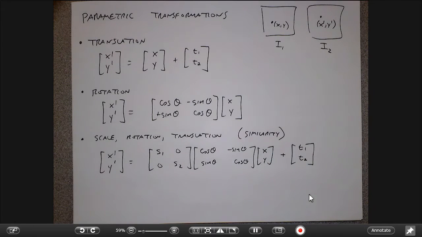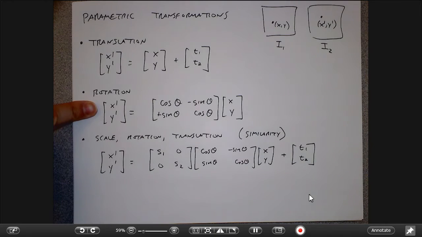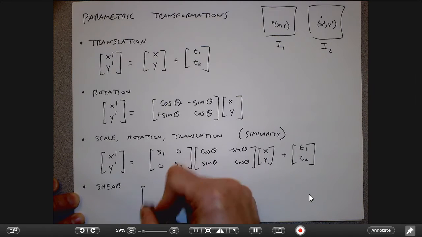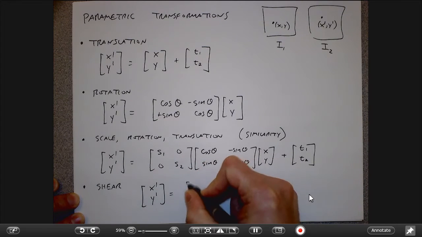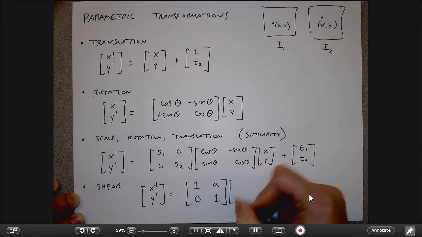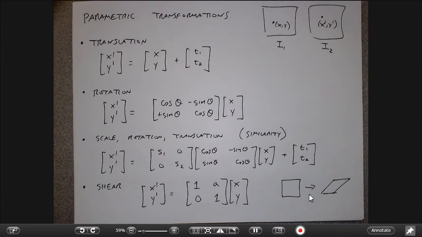All these things are parametric, which means I can specify what happens to every pixel in image 1 just by giving you a handful of numbers. Here I only have to tell you the 2 translation vector elements. Here I only have to tell you 1 angle, and here I have to tell you the 2 scale factors, the angle, and the translation. And then you may have also heard of something called a shear. A shear is something like this, where an image goes from this to something like this.